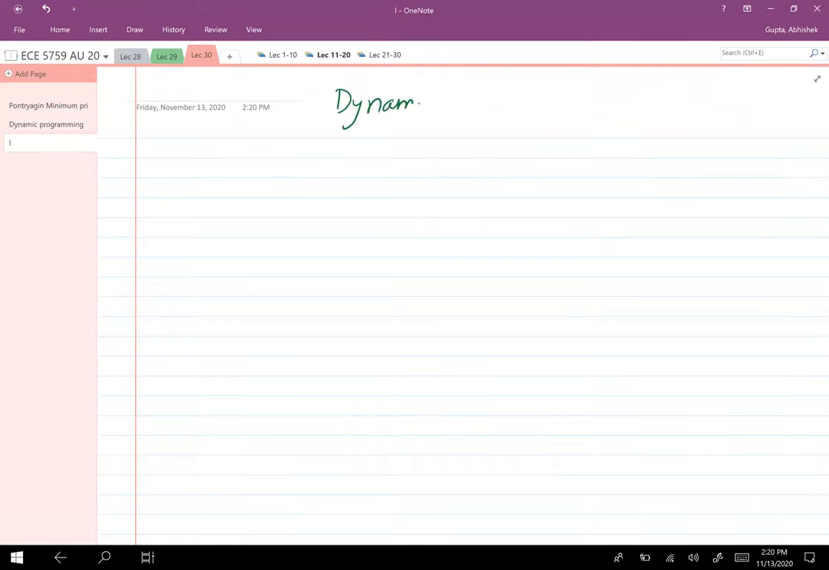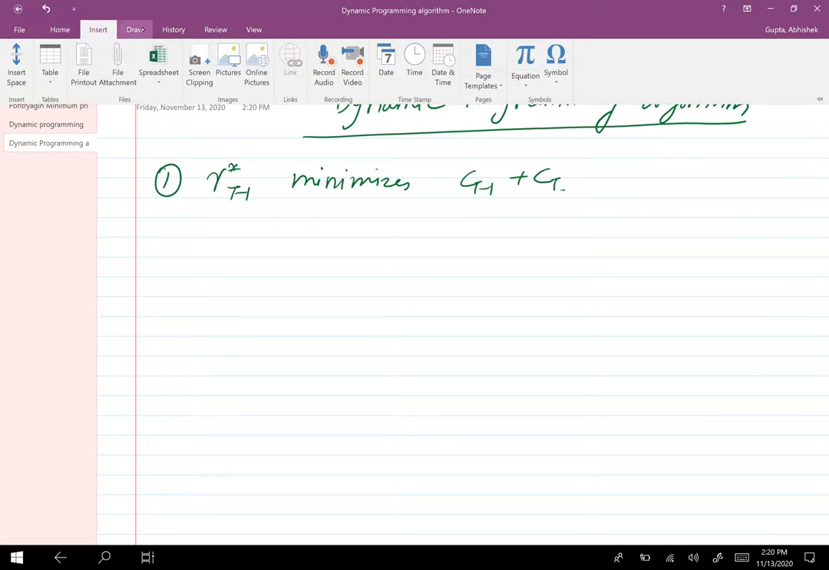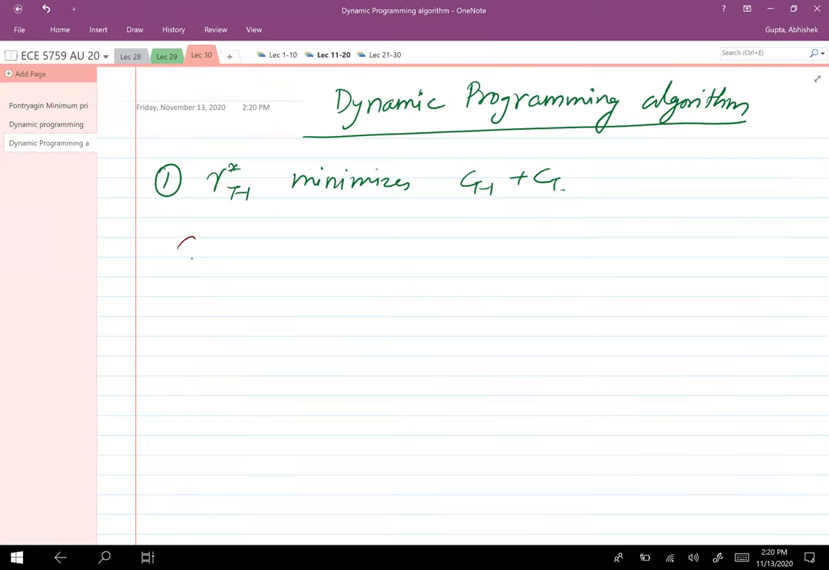So let's talk about the dynamic programming algorithm. The first thing that I need to do is compute gamma star t minus one, which minimizes c t minus one plus c t. So I have to solve the following two equations. I'm going to let gamma star t minus 1 at x t minus 1 be the argmin of u t minus 1.